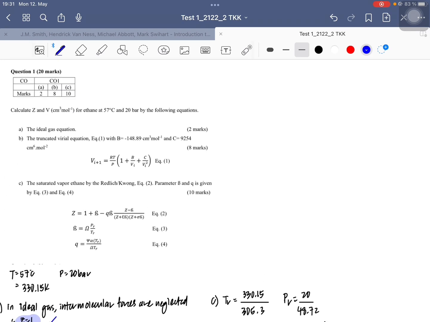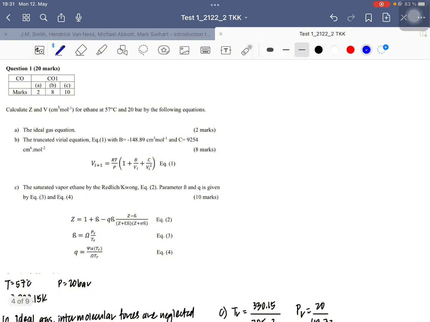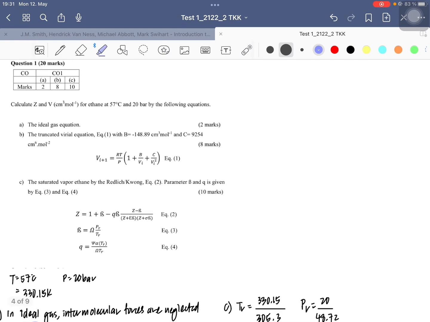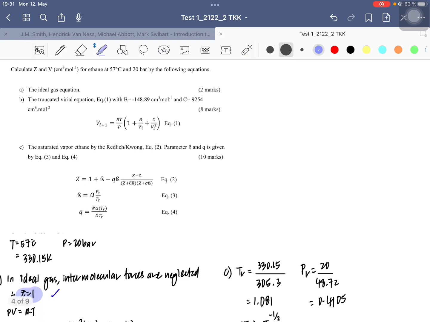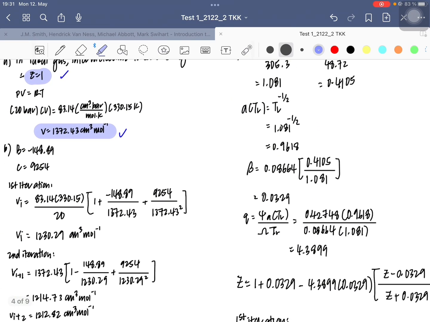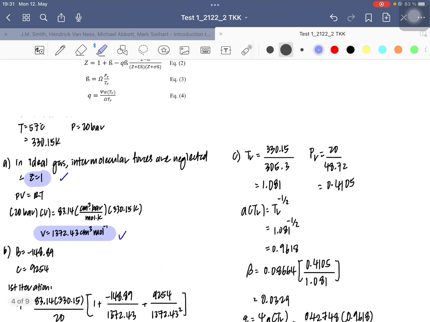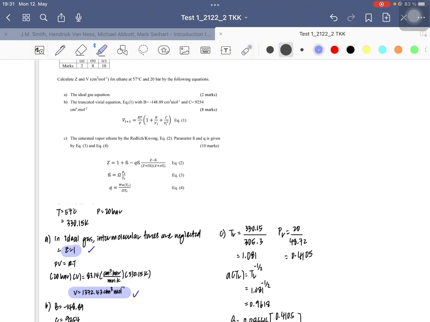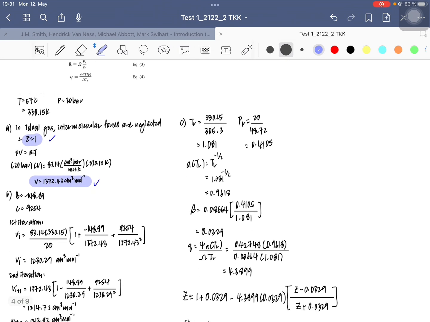Next is the truncated virial equation. I believe this is the 3-parameter equation. This question is pretty easy because they already give you the equation, so you don't have to waste time looking through the textbook for the equation, other than, of course, finding the values. For the truncated virial equation, you don't even have to go through the table since they already give the values for B and C. It's just a matter of iteration.